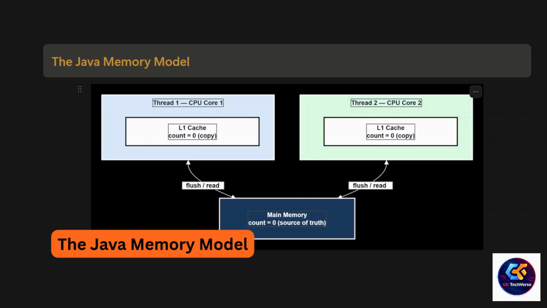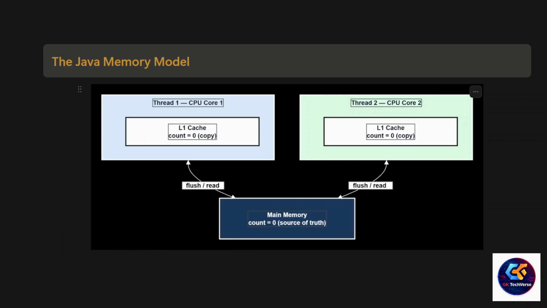To understand this problem, you need to understand how CPUs actually work, because the bug is not in Java. It is in how hardware behaves. Modern CPUs don't read from main memory every time. That would be too slow. So each CPU core has its own local cache. Think of it like this: main memory is the source of truth, and each thread works on its own cached copy.